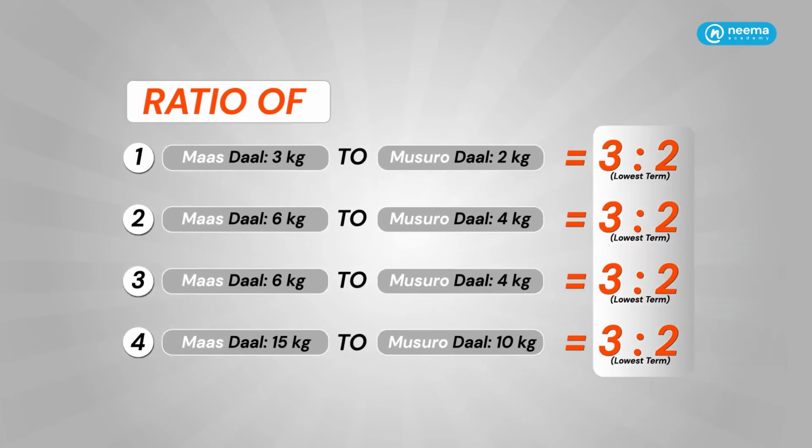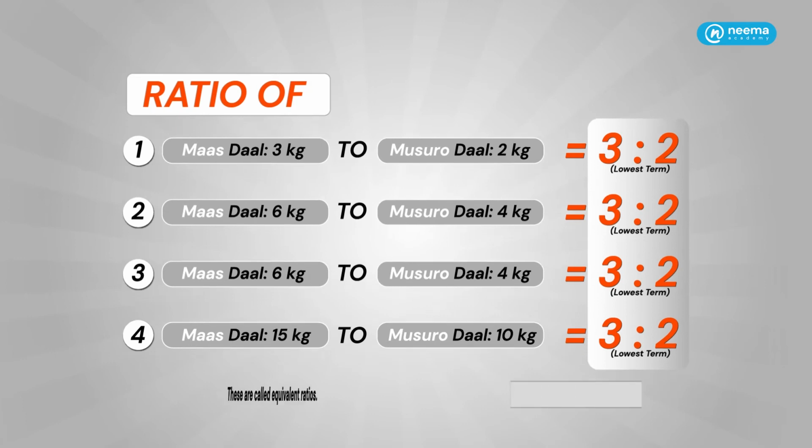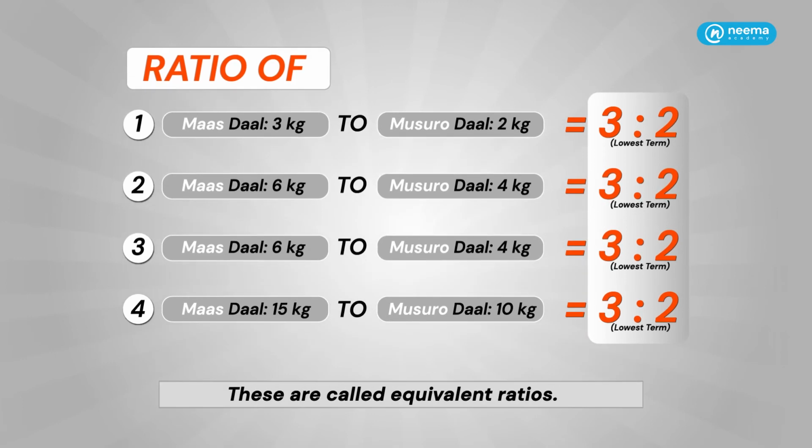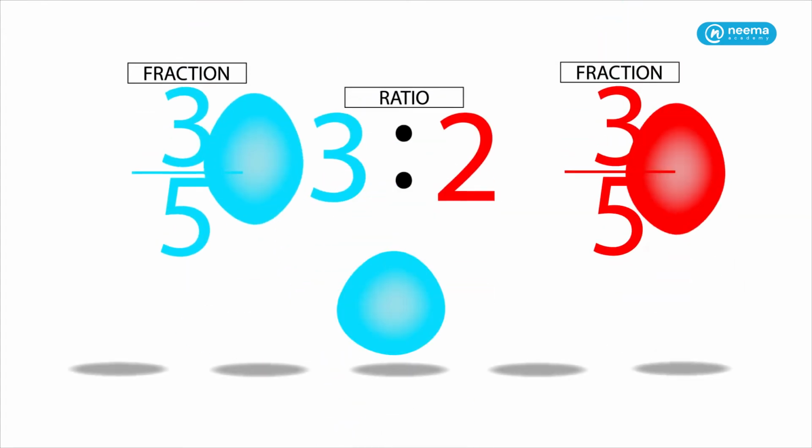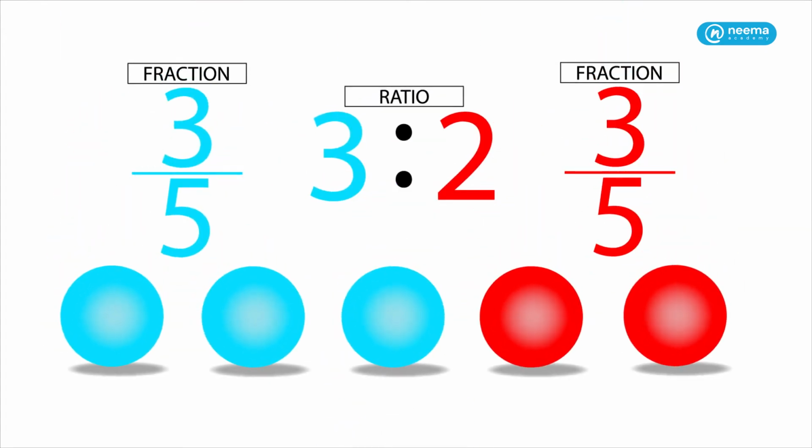In this way, in each of the mixtures given above, the ratio is 3:2. These are called equivalent ratios. Dear students, I think we have studied fraction and ratio in the previous sections. However, let's differentiate the fraction and ratio by taking real-life examples that you might be familiar with.